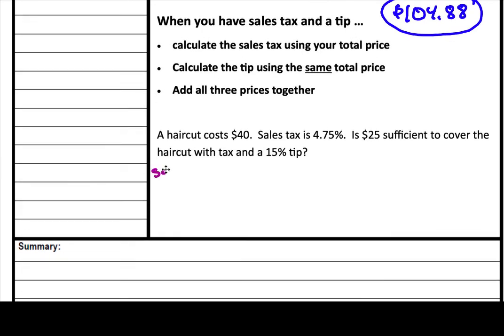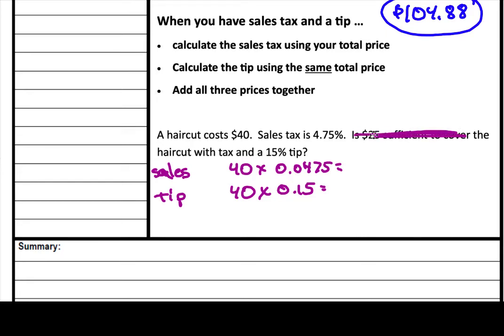So sales tax, I'm going to do $40 times my percent. Remember, my percent is written as a decimal. Then I'm going to do the tip, the same price times the tip. So a haircut costs $40. Sales tax is 4.75%, so I change that into a decimal. And a tip of 15%, so 0.15.